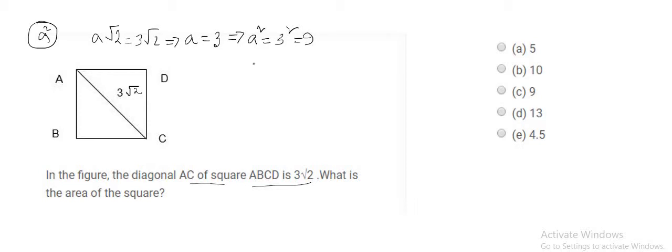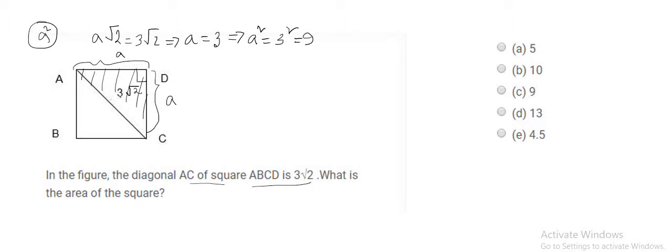Now in case if you don't remember the formula, you can still solve this problem. Since it's a square, it forms a right angle triangle. So here in this triangle we know the diagonal AC, which is 3 root 2. We also assume that each side of the square is equal and is thought of as A.